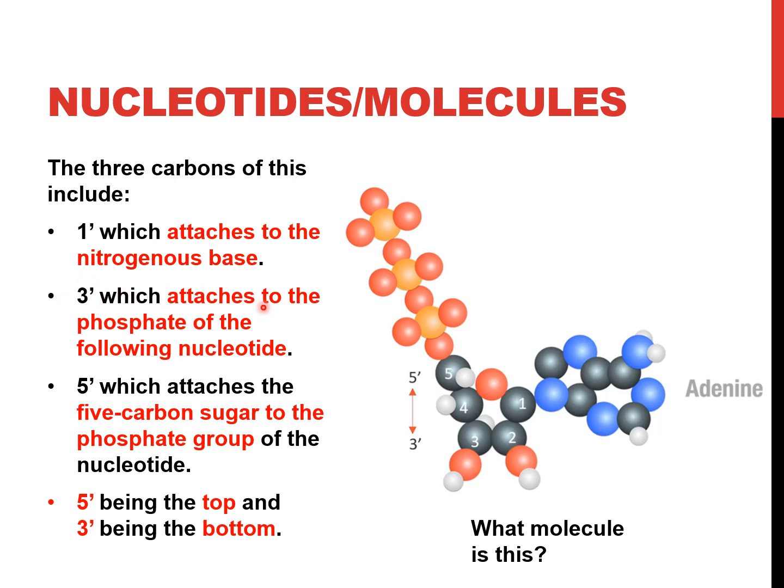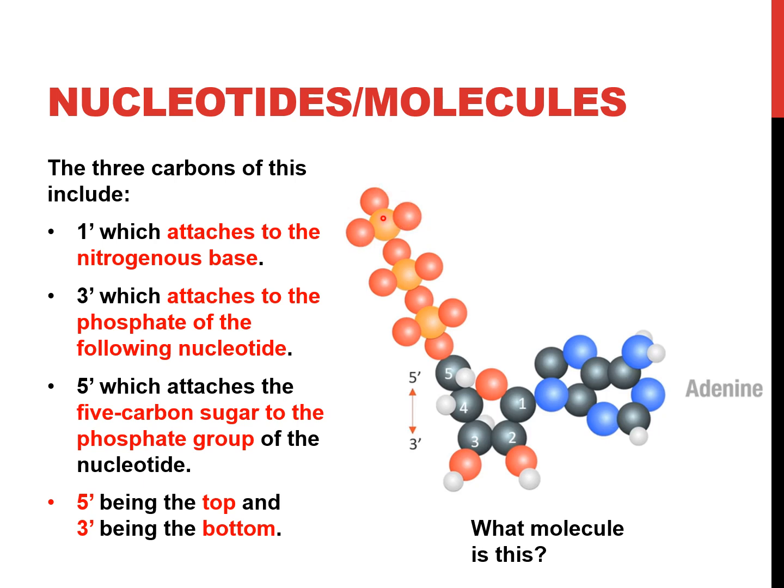The 3rd carbon molecule attaches to the phosphate of the following nucleotide. So this molecule here of carbon, oxygen, and hydrogen, that will attach to the phosphate group, so the top here of the previous nucleotide. Okay? And the 5 carbon, so this one here, attaches to the 5 carbon sugar, which attaches to the phosphate group of our nucleotide.